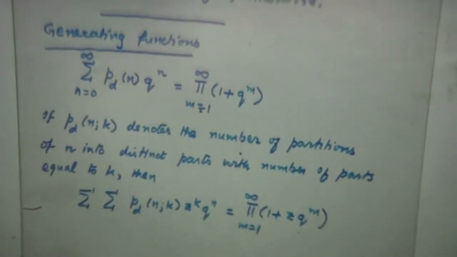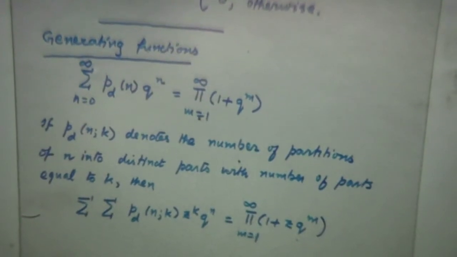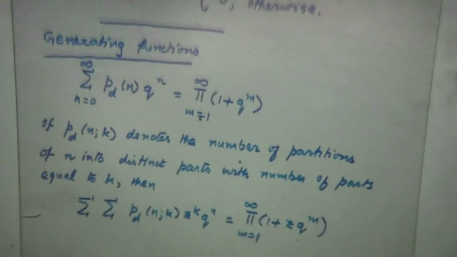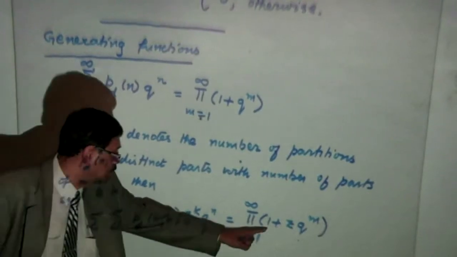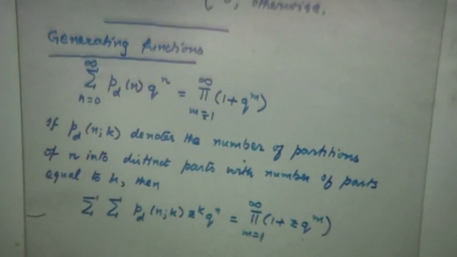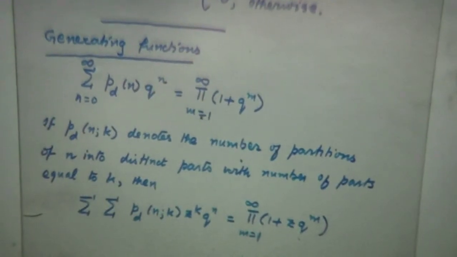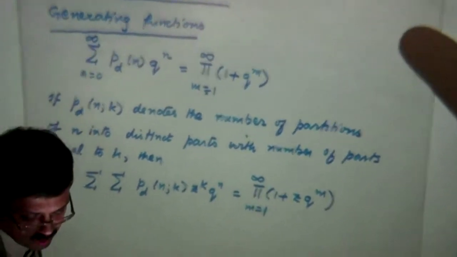Okay, so the generating function for partitions into distinct parts is this product, 1 plus q to the power of m. But if I want to count parts with the frequency of occurrence of the number of parts, I can put a parameter z, and then that is PD of n, k, the number of partitions of n having k distinct parts. The number of distinct parts is k. So then we have that.